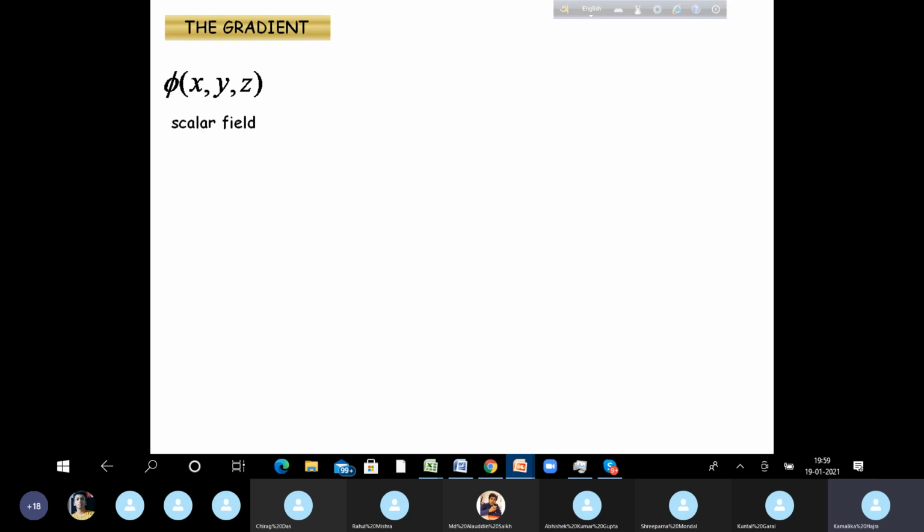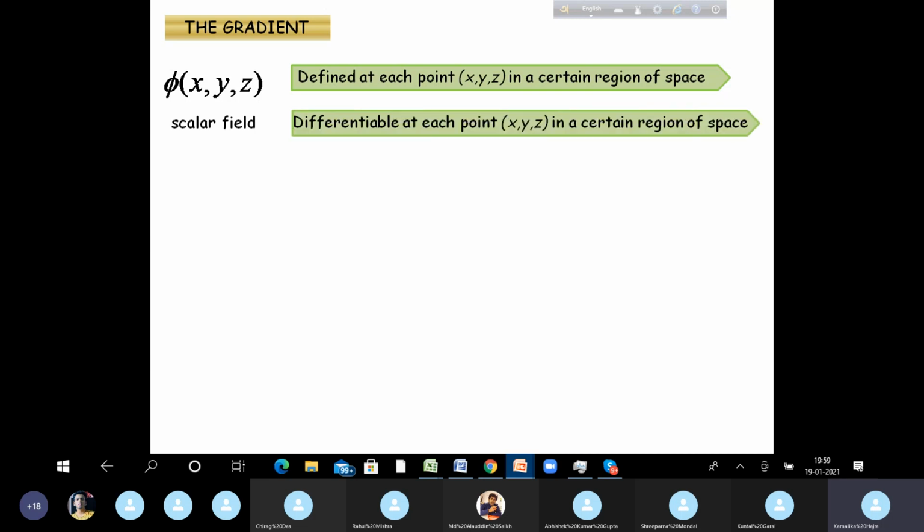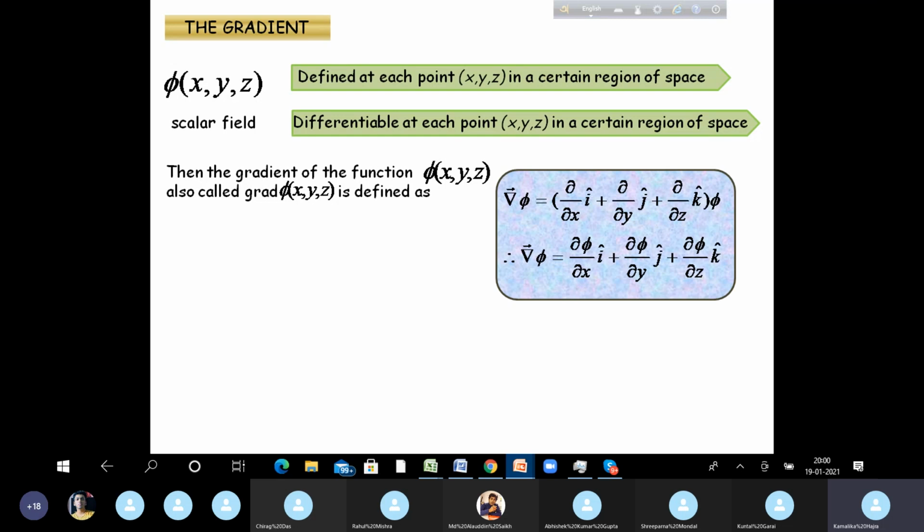So what is a gradient? Suppose phi is a scalar field which is a function of x, y and z, and this field is defined at each point x, y, z in a certain region of space. So you may be talking about the gravitational potential, which is a scalar. You may be talking about the temperature, which is a scalar. Okay. This function is also differentiable at each point in a certain region of space, and then the gradient of the function phi, which is also called grad phi, is defined like this.